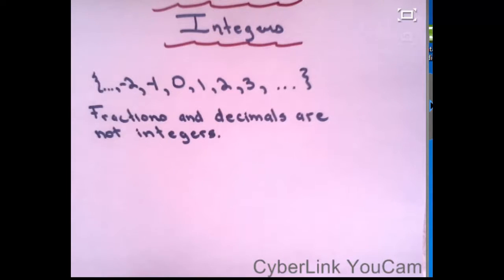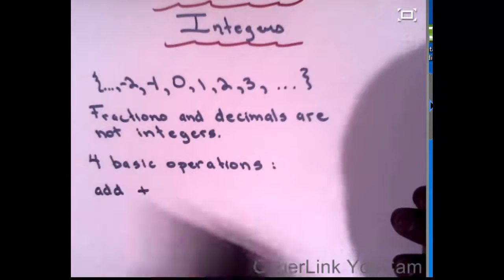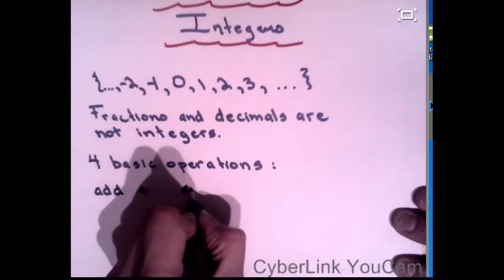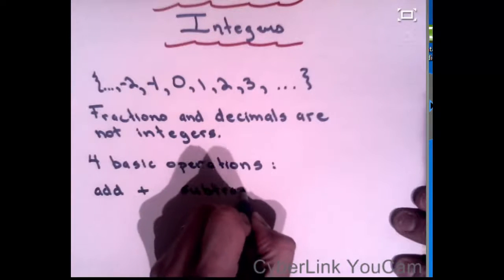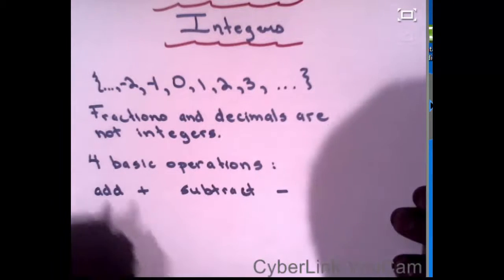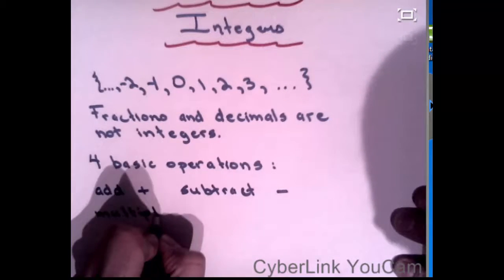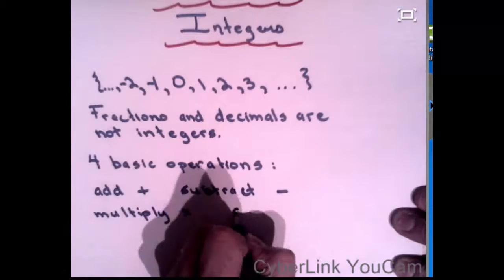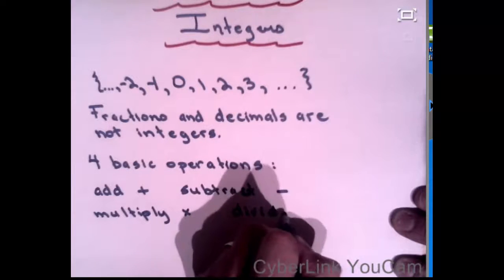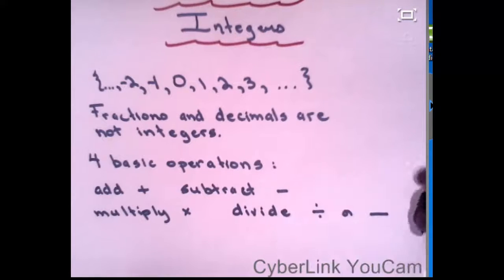When we work with integers, there's 4 basic operations. We can add them, so we use a plus symbol. We could subtract, with a negative or subtract symbol. We could also multiply them. Or we could divide them. And we often divide with this symbol or like that. Okay?